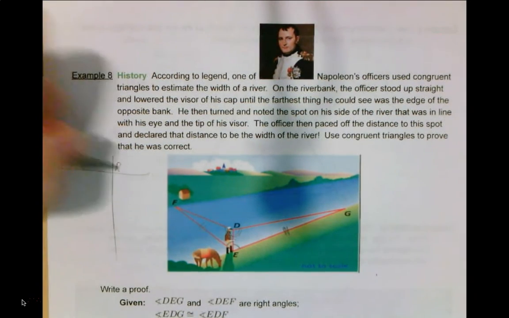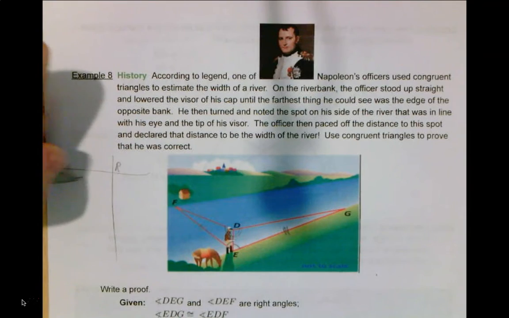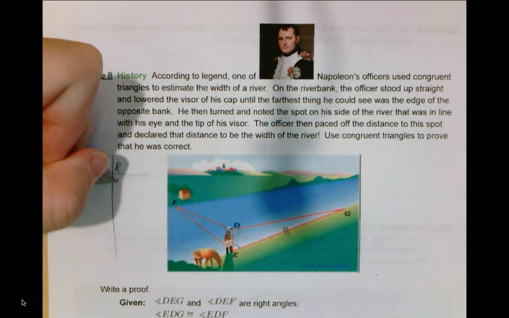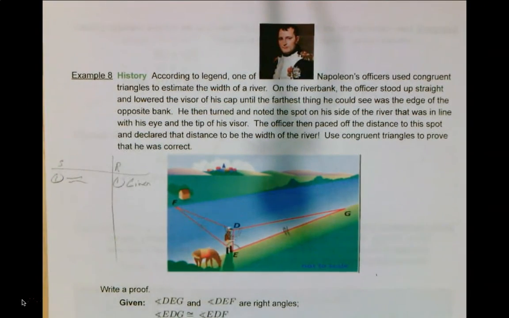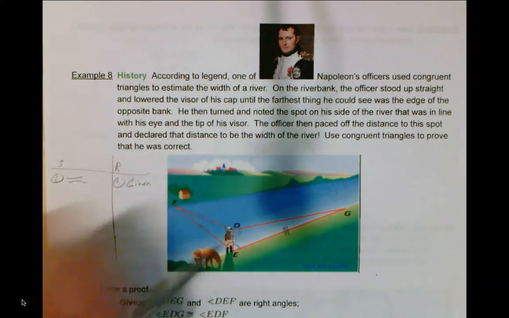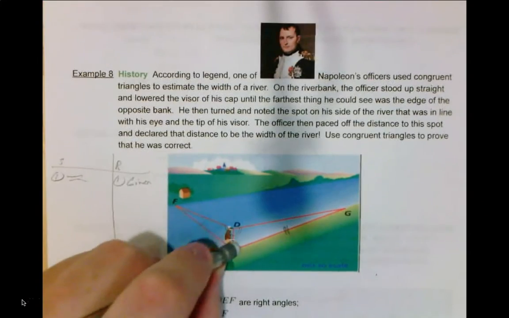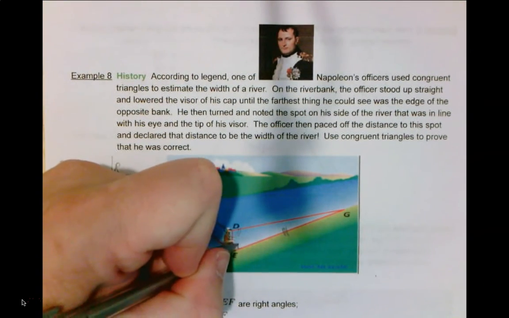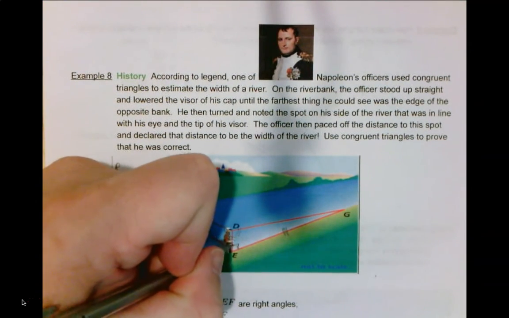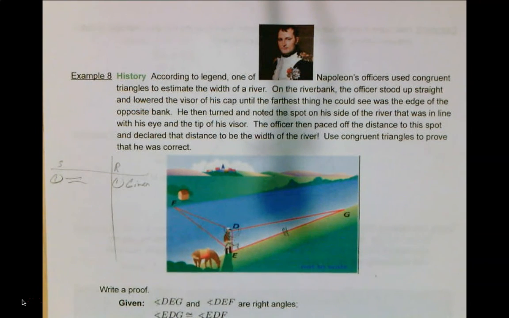Statements, reasons. Statement 1, rewrite the given information, which I have written out for you here. DEG and DEF are right angles. Okay, so actually, because he's standing straight up and down, we'll mark those as right angles to be consistent with the given information. And angle EDG is congruent to angle EDF. That's the angle of the brim of his cap.